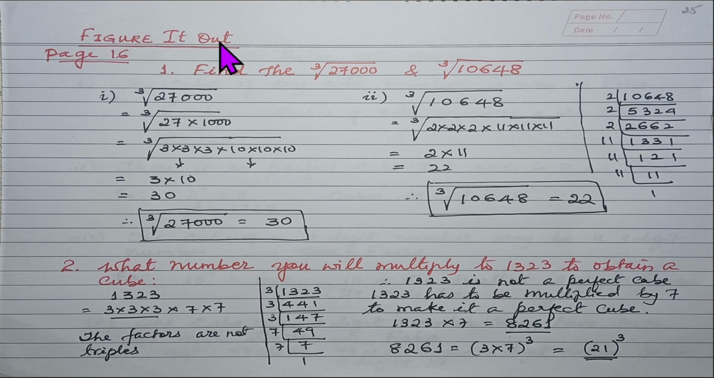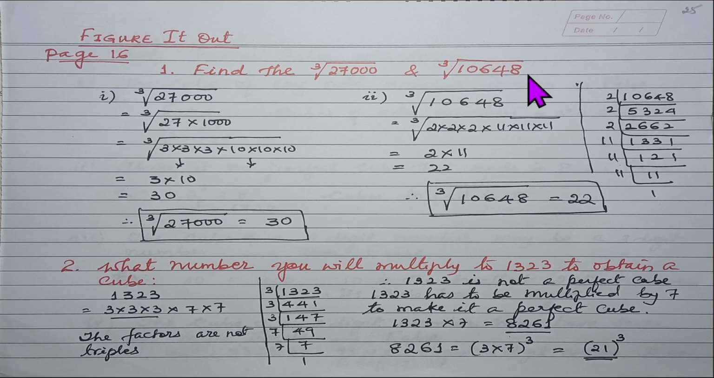Now coming to the next topic, that is Figure it out. A few examples are given under this, on page number 16. So let us see how to solve them. Now find the cube root of 27,000. Very simple. The cube root of 27,000 will be 27 into 1000, but 27 is 3 into 3 into 3, and 1000 is 10 into 10 into 10. We have got 2 triples here. So take one factor from the first triple, 3, and one from the second triple, 10. Then we get 3 into 10 is 30. Therefore the cube root of 27,000 is 30.